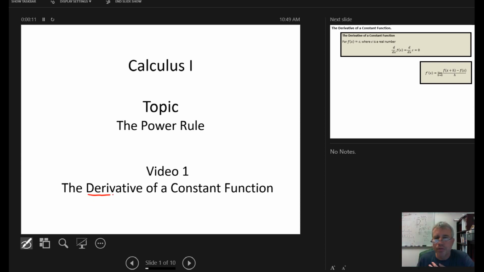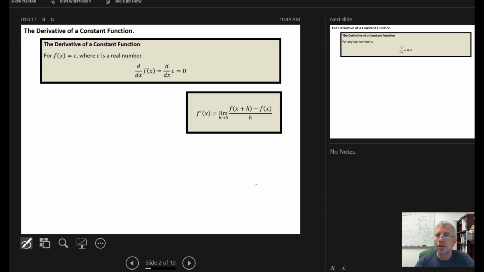So in this video, we're going to find the derivative of a constant function using the definition of the derivative. So we're taking a function f of x equals c, where c is any real number, so c is just a constant. And another way of saying that c is a real number is to use the symbol for the real numbers, the double barred R. We could say c is an element of the real numbers.